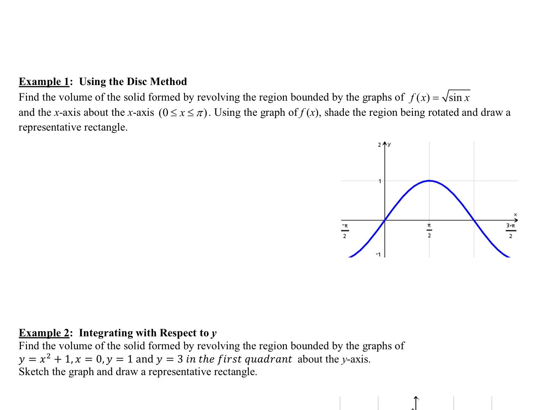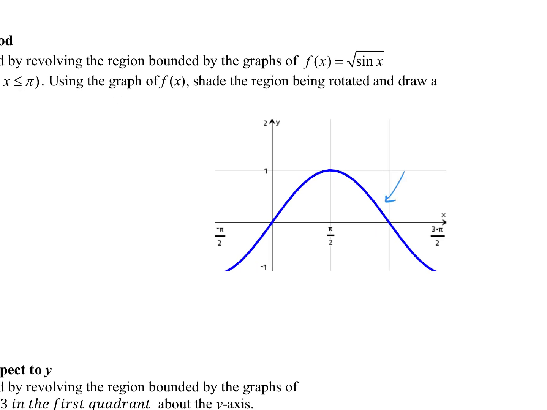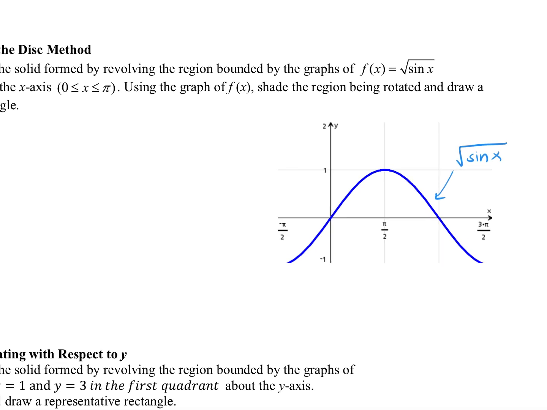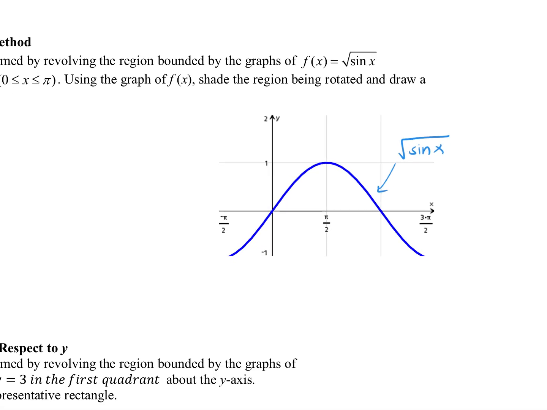First thing is that the curve that's shown is the square root of sine of x, so I'm going to label that. This is the square root of sine of x. And then it also says that it's bounded by the x-axis as well. It says we're rotating it about the x-axis, so I'm going to draw a dashed line on the line that we're rotating it around. So we're rotating it around the x-axis, and that's also my boundary line as well.